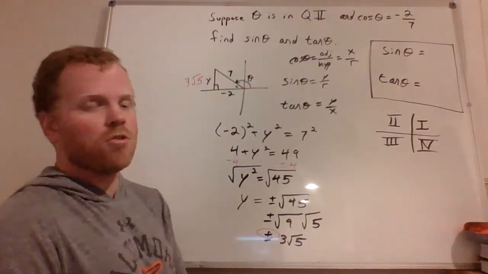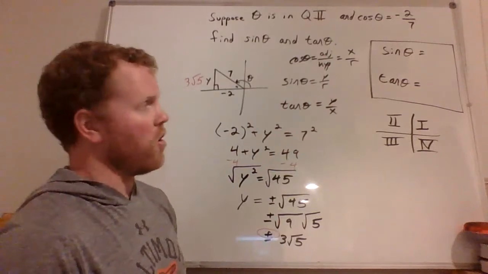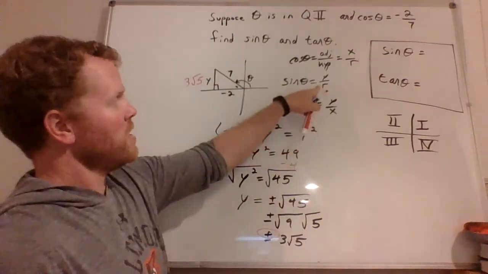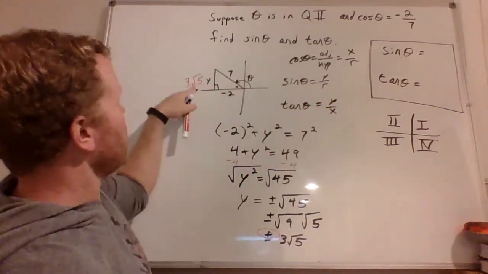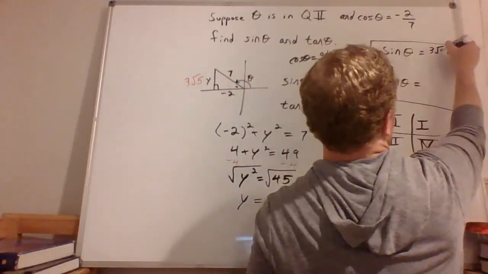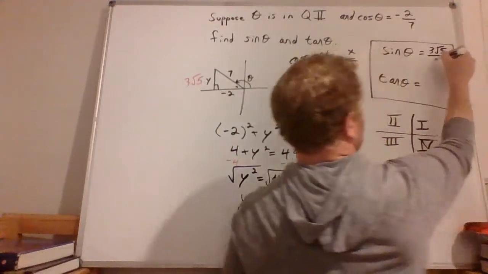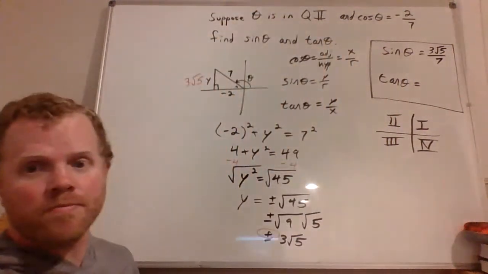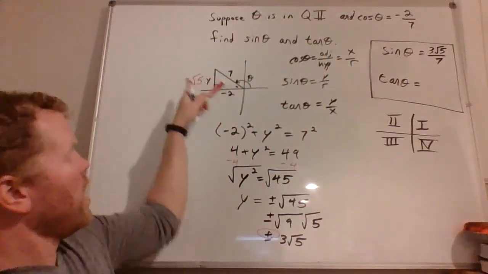So now all we have to do is go over and just look at the things we're trying to find, and just write them down. Sine is y divided by r. Now that we know y is 3√5, we can say that this is 3√5 divided by r, which is 7. Done. Tan is y divided by x.